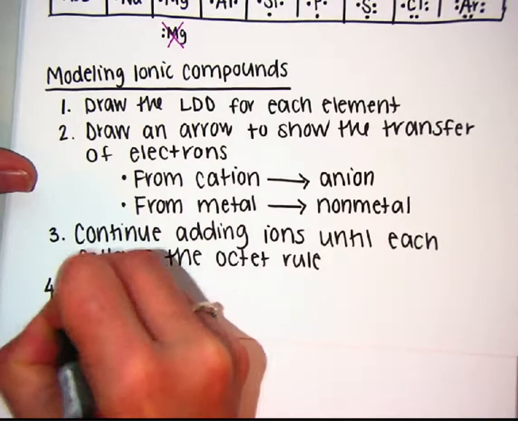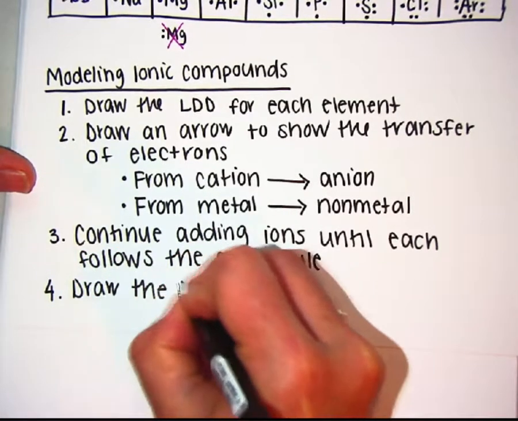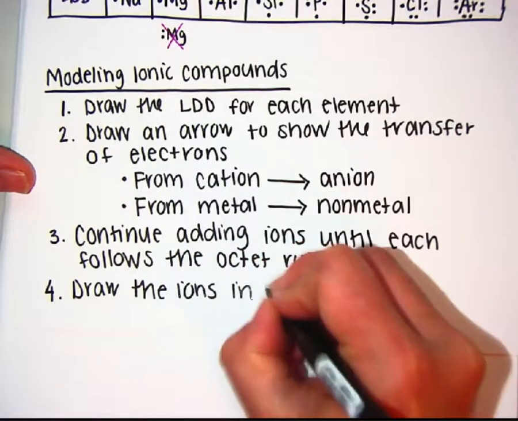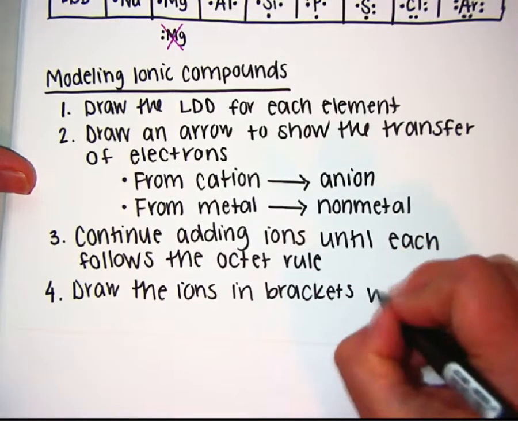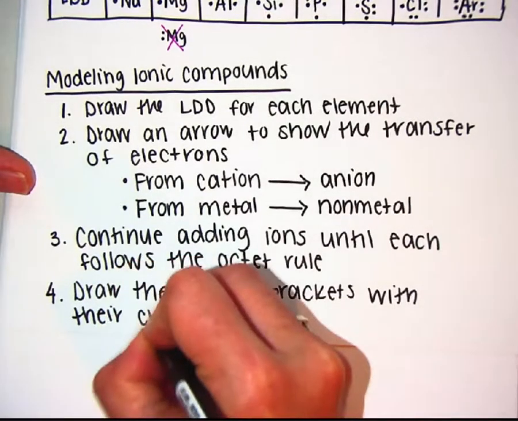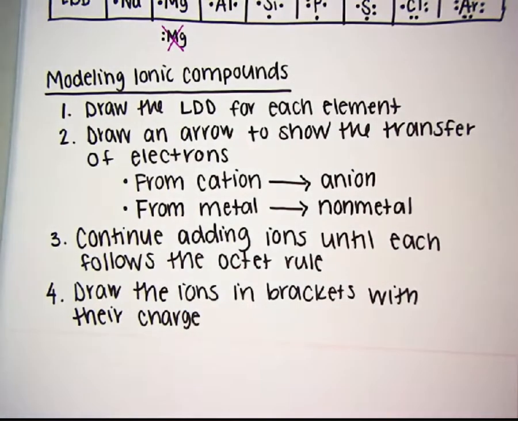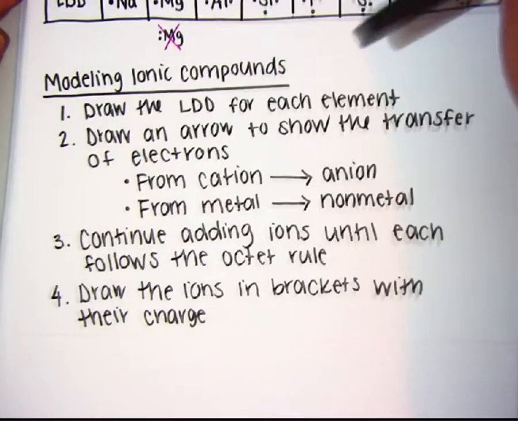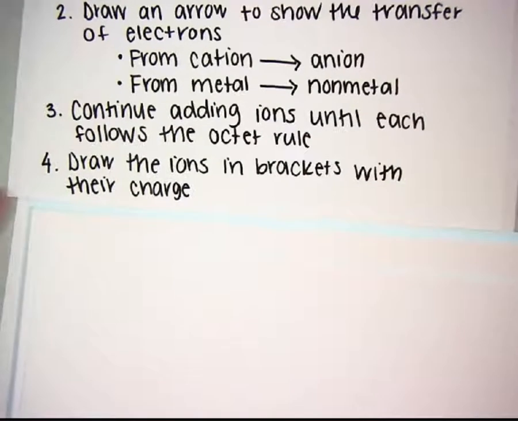Last step, your final answer. You should draw the ions in brackets with their charge. Draw the ions in brackets with their charge. Lastly, you could do like a little check, so I guess we can call this like a step 5.